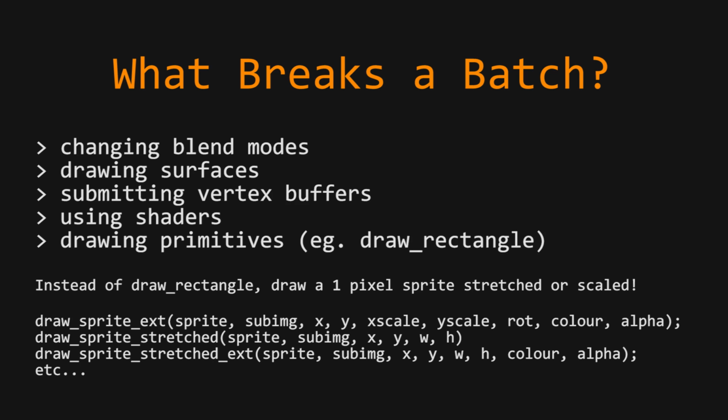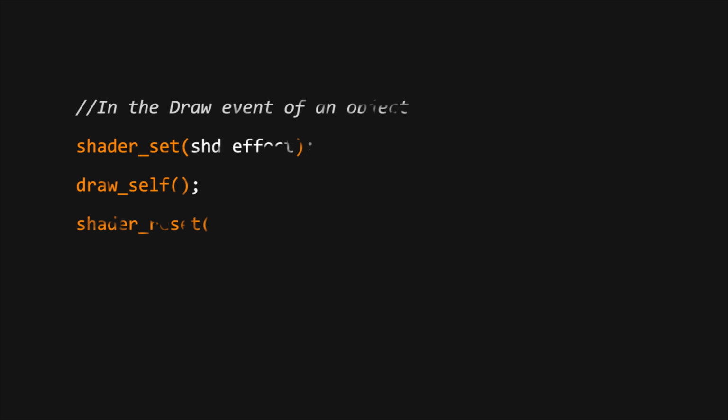As for changing the blend mode and setting shaders, again, this might be something unavoidable and a crucial part of your game. But one thing to do is avoid placing these functions inside every object, even if you need it to be applied in every object, because that will break the vertex batch every time. There are some tricks that we can do to get around this. If you have something like this in your object's draw events, where you set the shader, have the object draw itself, and then reset the shader, that is going to cause a batch break every time.